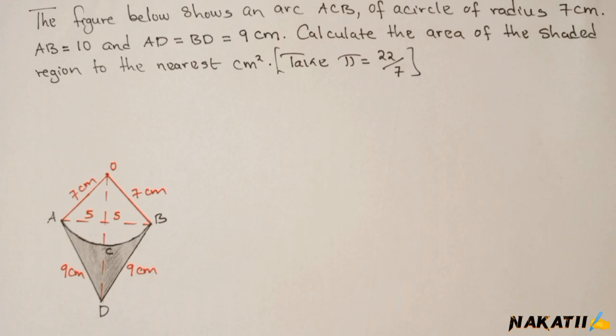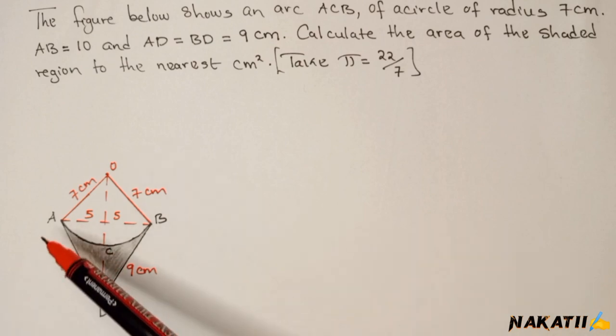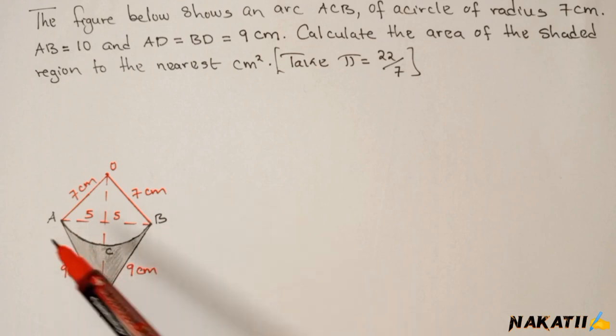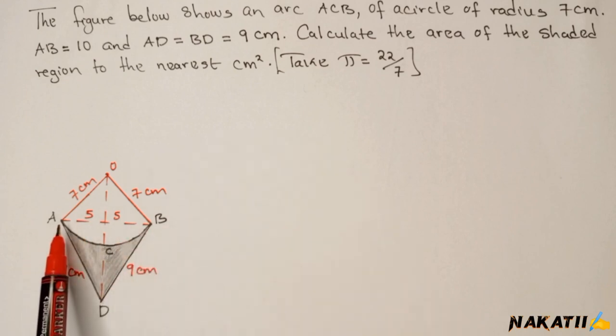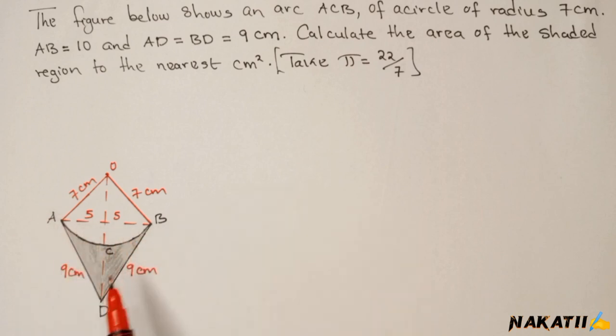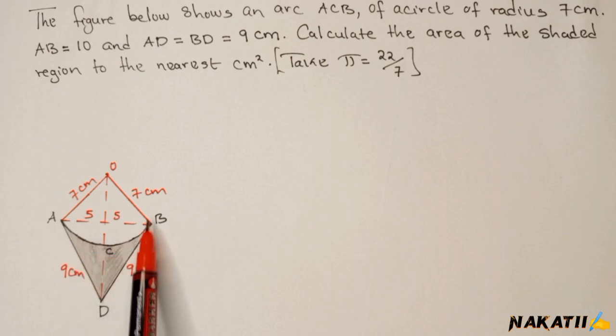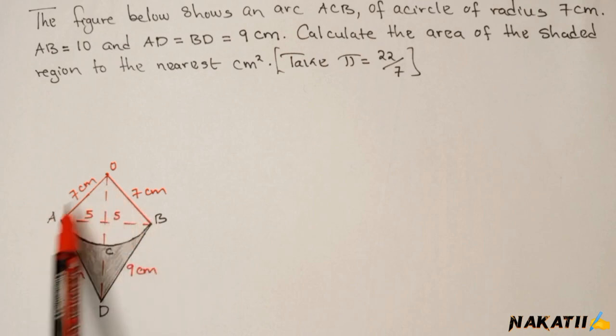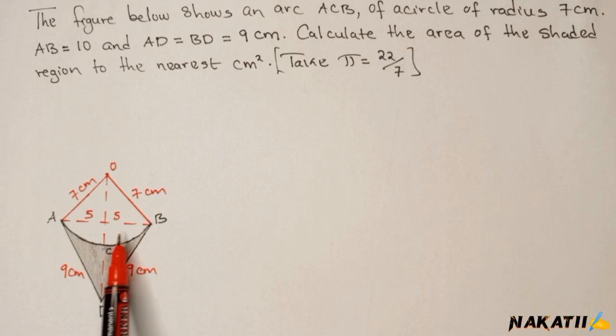Now we are told to find the area of this shaded part. To get the area of the shaded part, we just need to get the area of this triangle, that is ABO, minus the area of this segment ACB. We'll have found the area of the shaded region. But first of all, how do you get the area of this segment? We'll get the area of this sector, then we minus the area of this triangle. We get the area of this segment. After getting the area of this segment, we can get the area of this triangle, then we minus that segment.